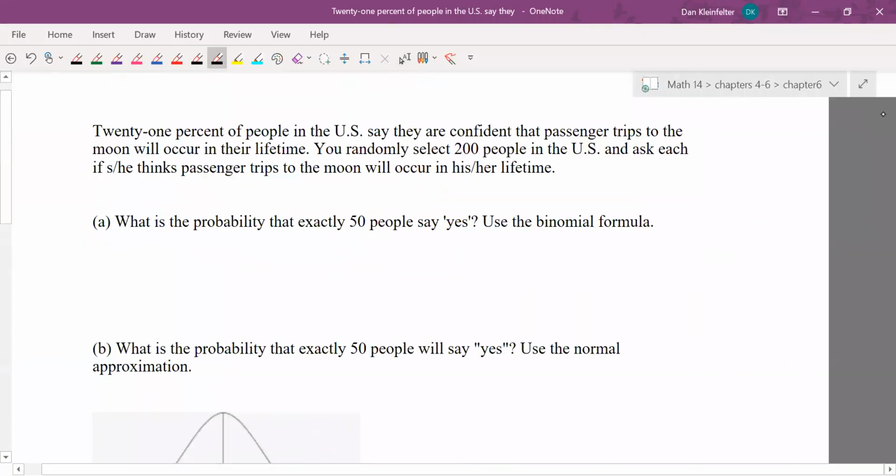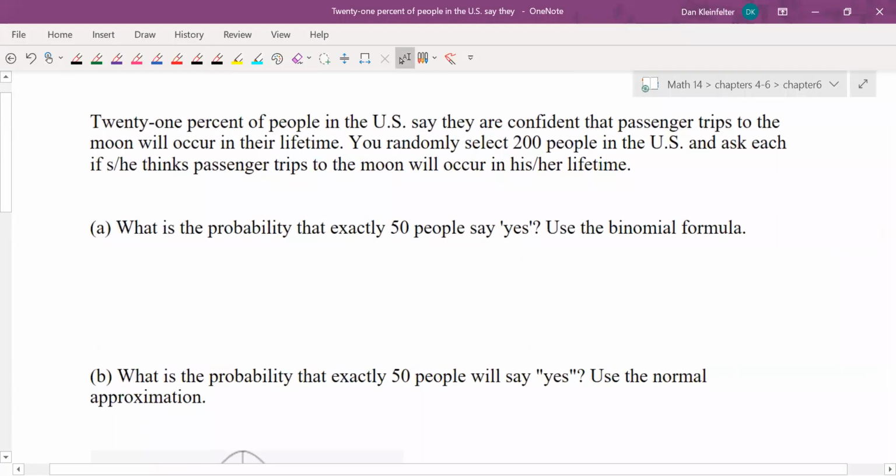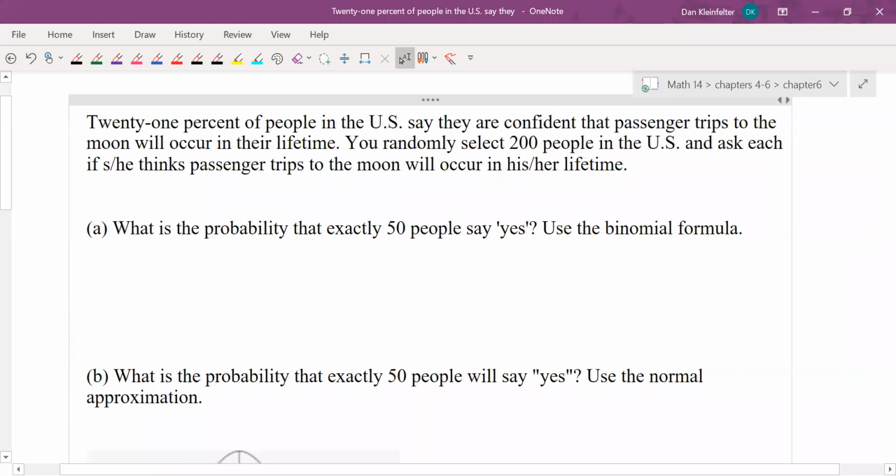So we'll do it in a couple of steps. The story for this says 21% of people in the US say they are confident that passenger trips to the moon will occur in their lifetime. You randomly select 200 people in the US and ask each if she or he thinks passenger trips to the moon will occur in his or her lifetime.